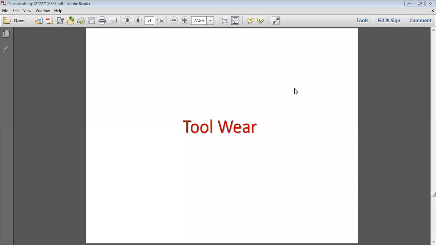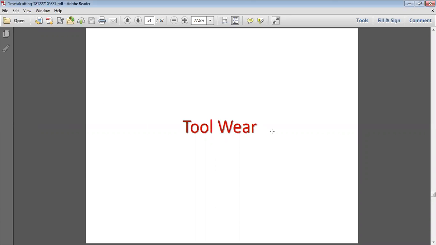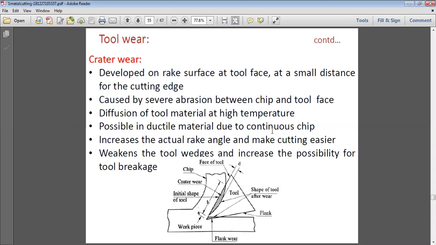So today we will be discussing tool wear. Yesterday we discussed cutting tool materials. Now the next topic is tool wear. So what is tool wear? Crater wear is developed on the surface of a tool face at a small distance from the cutting edge.